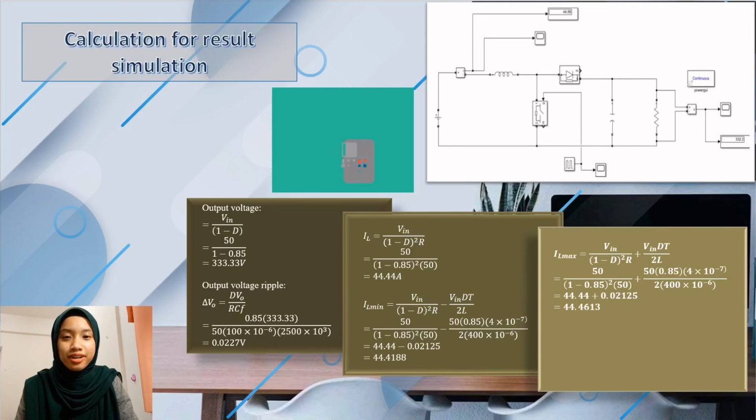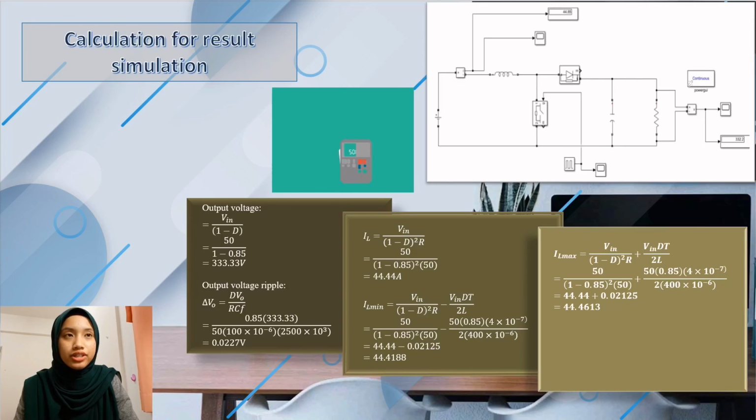Assalamualaikum warahmatullahi wabarakatuh. My name is Nurul Hazwani Husna. So I will continue the explanation of the calculation for the simulation result. For the calculation of output voltage, we get 333.33 volt. For the simulation result, we get 322.2 volt. For the output voltage ripple, we get 0.0227 volt for the calculation.